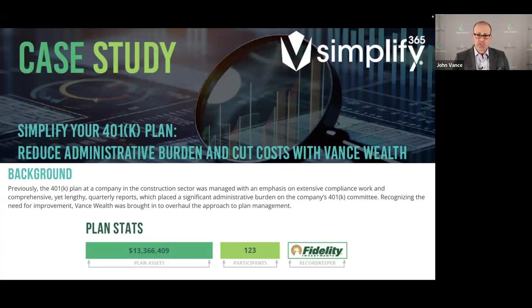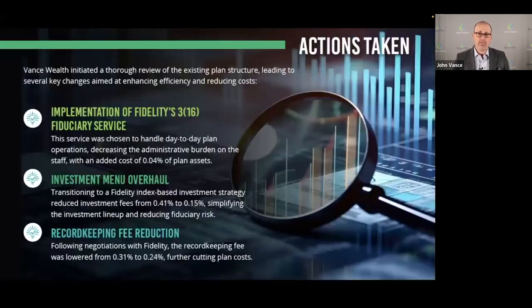And so this was a good example of a plan where we went in, we did a full benchmark, and there were 3 key areas that we identified. The business owner and their board of directors and their investment committee didn't want to handle a lot of the fiduciary responsibilities. So we decided, hey, let's outsource this to Fidelity using a 3(16) fiduciary service. They were super pleased by that because we were able to handle a lot of the day-to-day plan operations and the check-the-box type of compliance. It only added 0.04% to the expense ratio of the plan.